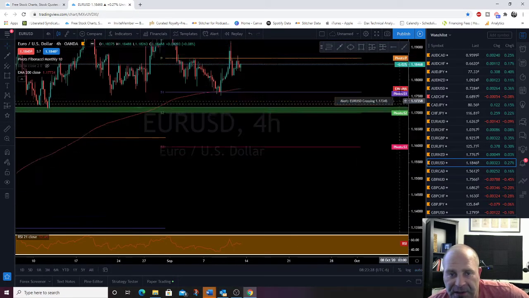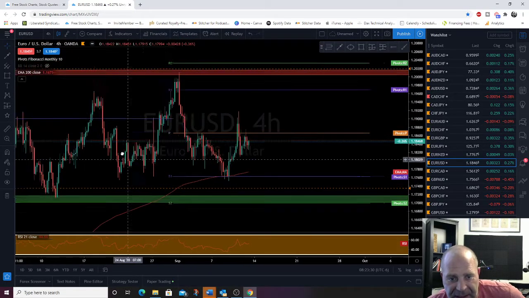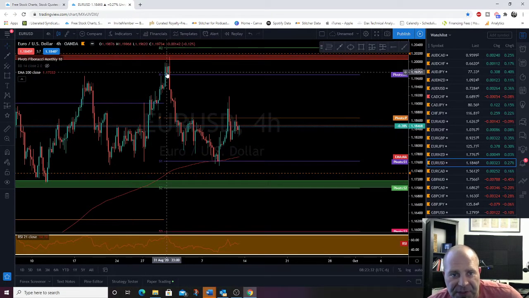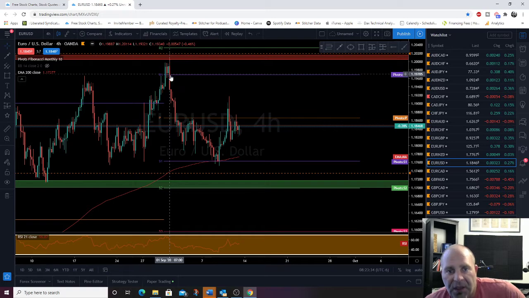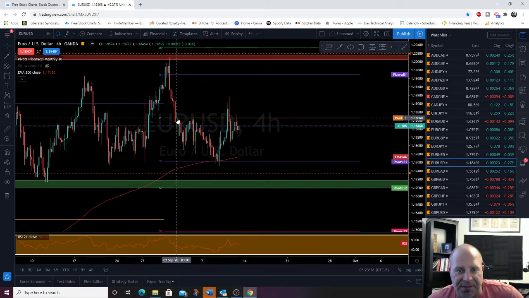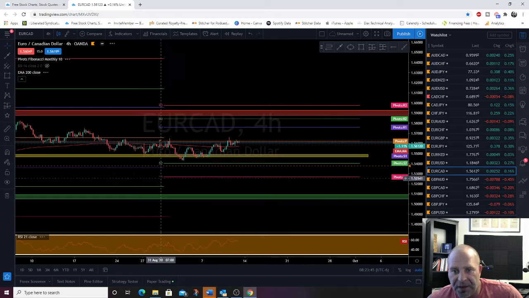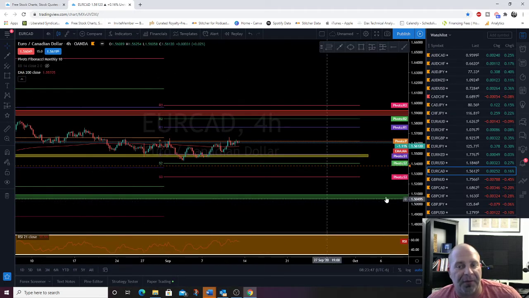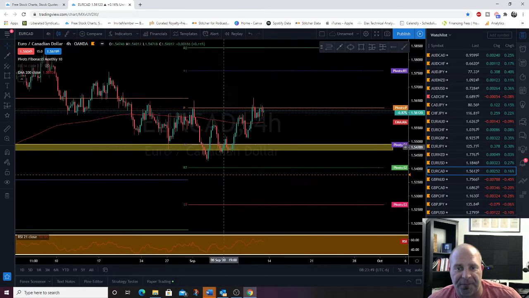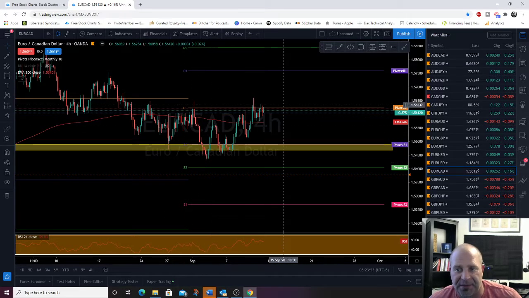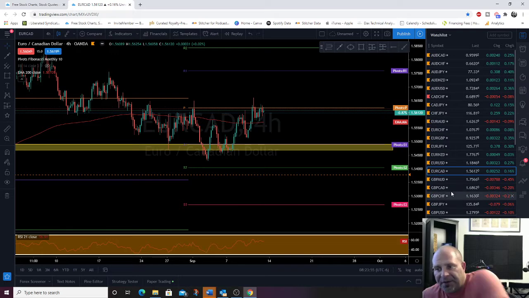Euro US dollar, same thing. End of the month, we pushed hard long to R1, back to the pivot early this month, and then all the way to S1 where the 200 period moving average is, and then we've kind of flattened out at the monthly pivot. A lot of early month pushes off and then back to the pivots. Here's early month almost S1 back to the pivot on EURCAD.